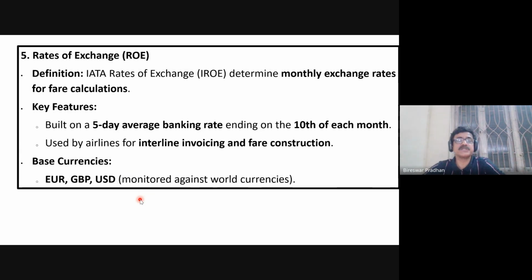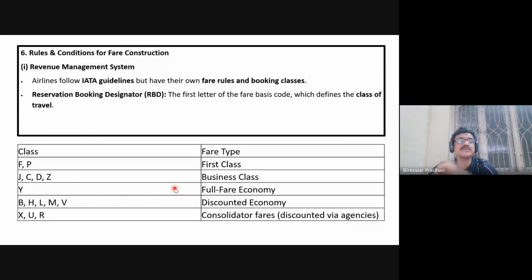Now, rate of exchange, the IATA rates. What is the rate of exchange? Rate of exchange determines the monthly exchange rate for fare calculation. Key feature: built on a 5-day average banking rate, ending on the 10th of each month, used by airlines for interline invoices and fare construction. Base currencies are Euro, GBP, USD, monitored against the world currencies. Now, these are the rules for this.